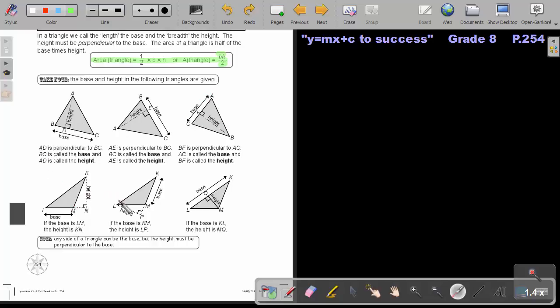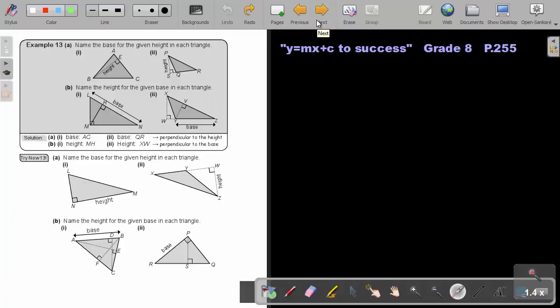But the height can also be outside. So if this is the base, then that top point must just make 90 degrees if you extend it with a dotted line with the base. So again, if this is the base, then this will be the height, because if I extend the line of the base, then it must make 90 degrees with the height. And again, if this is the base, then this will be the height. Any side of the triangle can be the base, but the height must be perpendicular to the base.